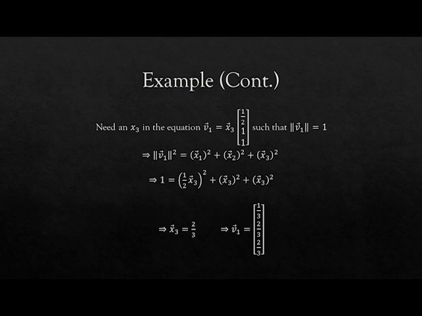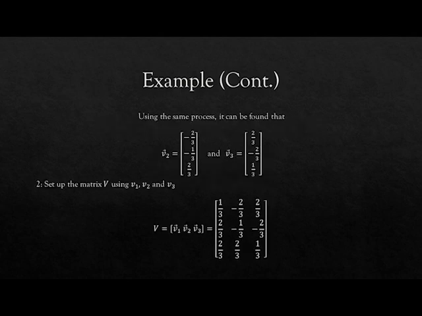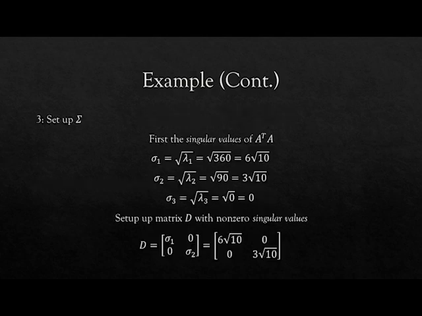Using a similar process, we can find v2 and v3 to be negative 2/3, negative 1/3, 2/3, and negative 2/3, negative 2/3, and 1/3 respectively. And we can set up the matrix V as follows. The next step is to set up the matrix sigma. First, we need to find the singular values of the matrix A transpose A by square rooting the eigenvalues, and we got 6 root 10, 3 root 10, and 0.